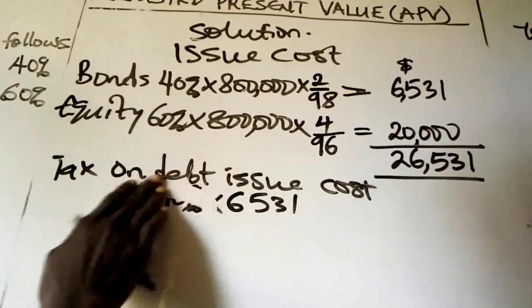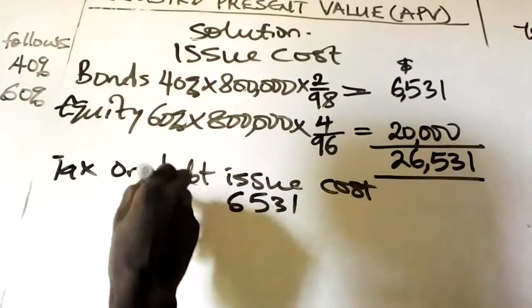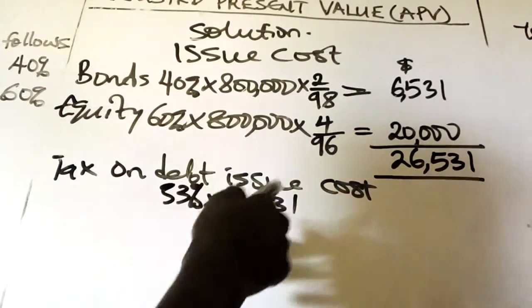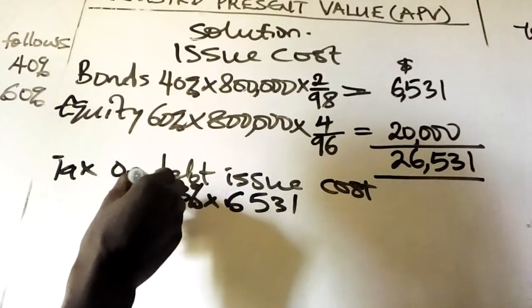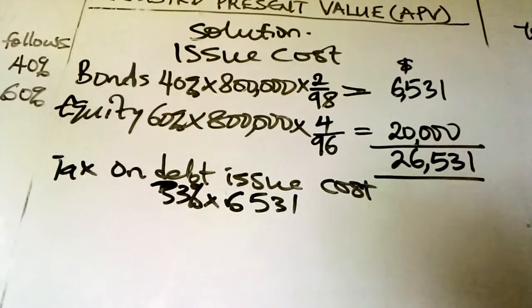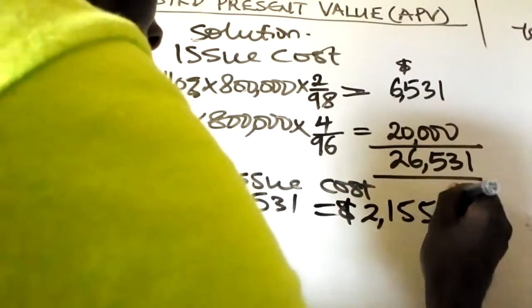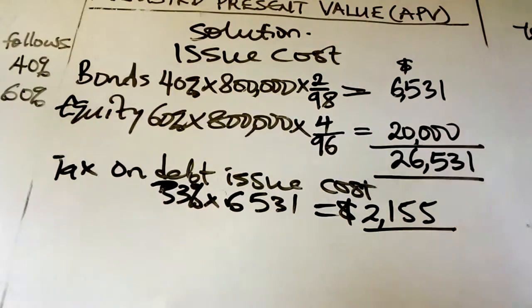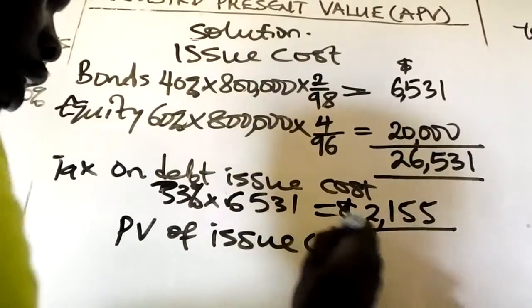Sorry, the tax on debt issue cost. We are given the tax rate to be 33%. So the tax rate is 33%, and we calculate 33% of 6,531. That will give us 2,155.